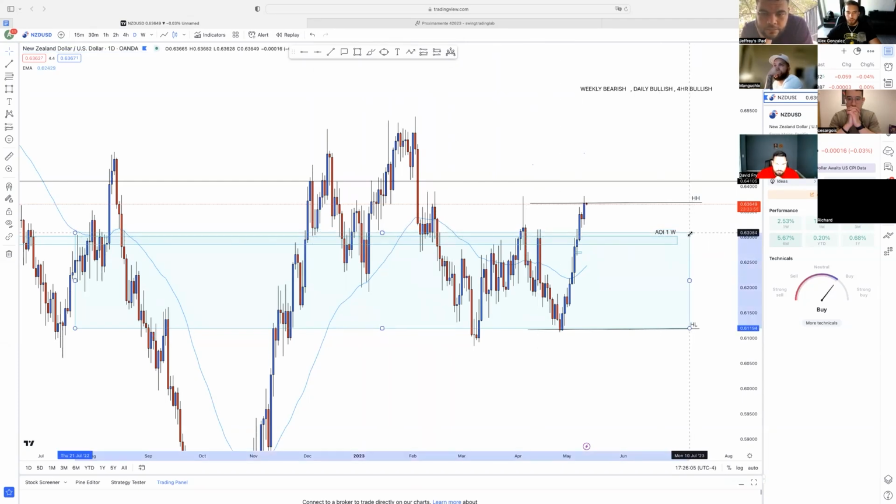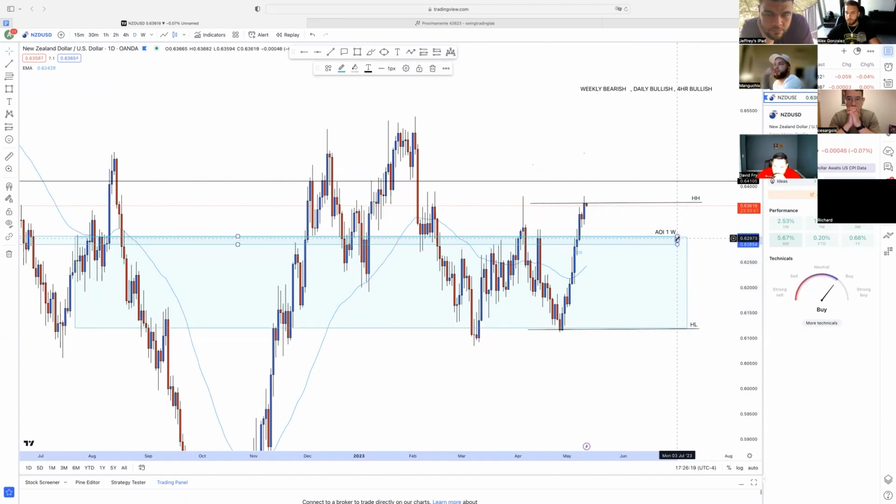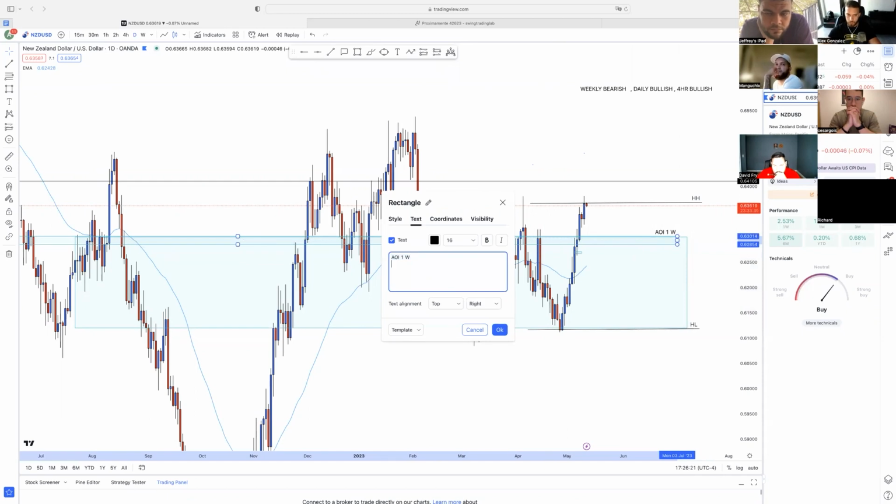We keep coming down, and what do we got? We got 1, we got kind of this 2, and then we got 3. So we would mark this off as also a daily area of interest. So this zone right here just got double juicy, better, triple topping, whatever.